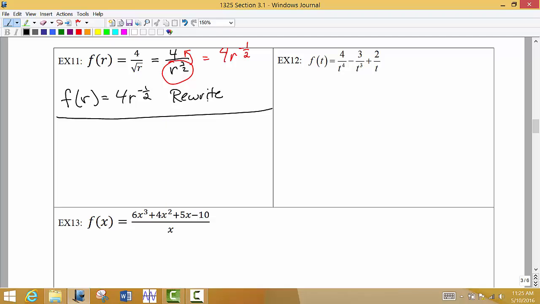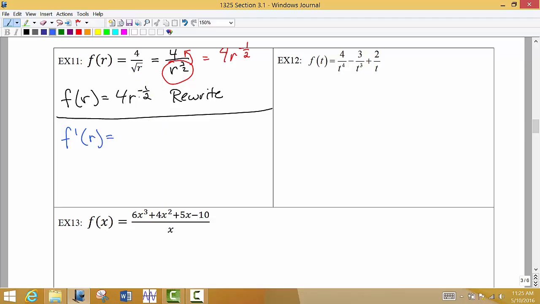I'm not taking a derivative yet. Okay, really important that we understand the difference. This is exactly the same thing as what we started with. I have not taken a derivative. I have not used the power rule. Now we're going to use the power rule. So now I'm going to say f prime of r. So this is the derivative.